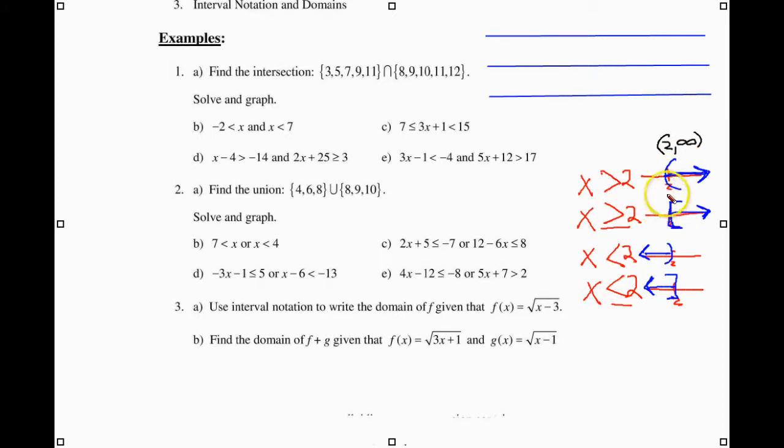Now this one, we're going to use a bracket, 2. Again, it indicates 2 is included in the set, and it goes to infinity. And this one is coming now from negative infinity, going up to 2, but 2 is not included. And this one is from negative infinity up to 2, and because of the bracket, we put a bracket there, 2 is included in the set.